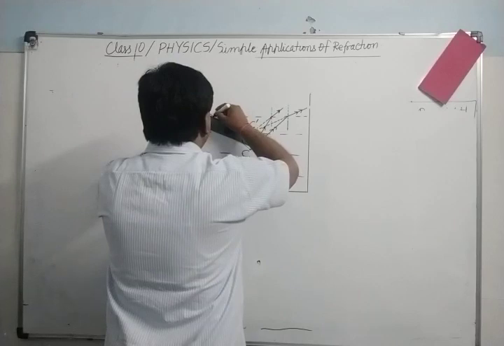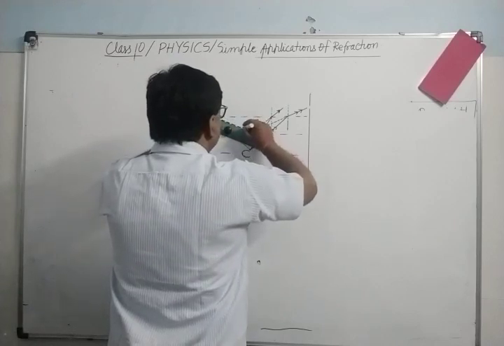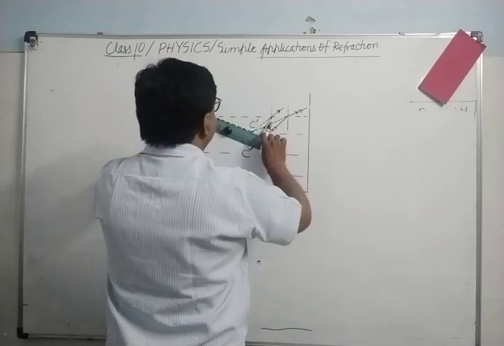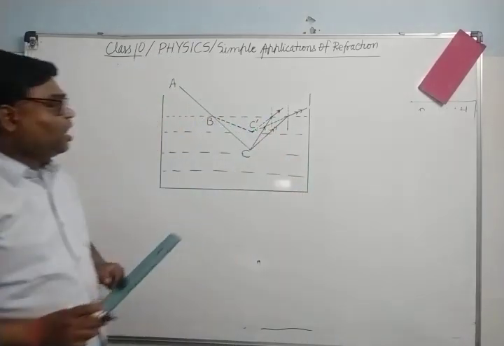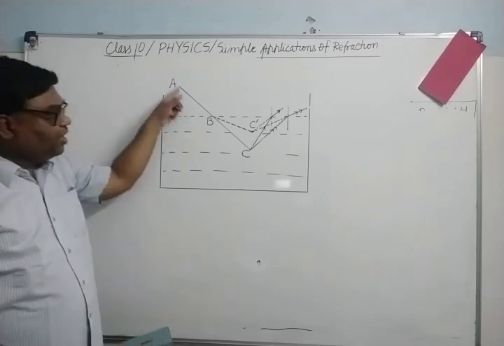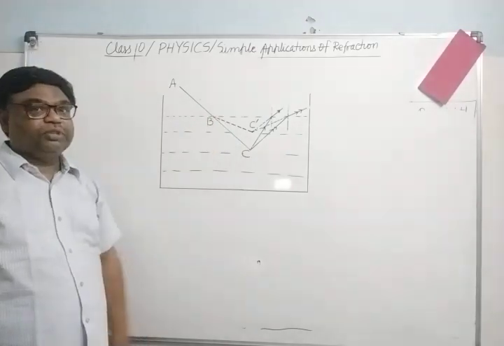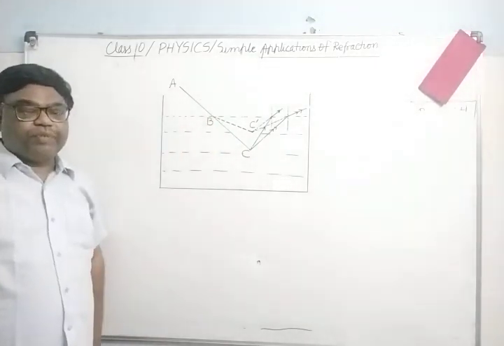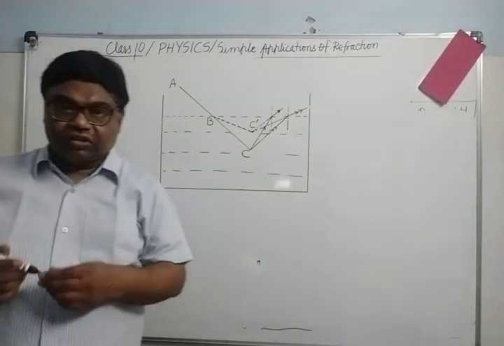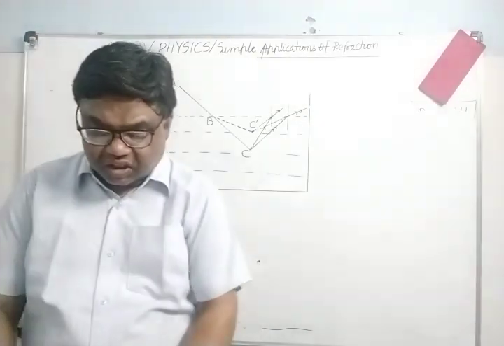So what will happen? On observing from here, it will appear bent and short. You can see here its length has become smaller. It will appear bent and short. It's clear? So this is all about this lecture.